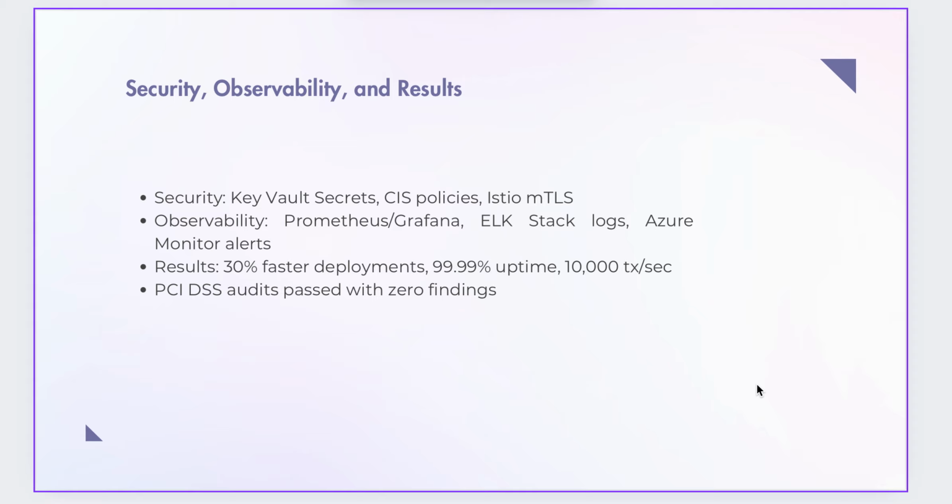The results were significant. Helm charts enabled 30% faster deployments and zero downtime updates supporting 10,000 transactions per second. We maintain 99.99% uptime and passed PCI DSS audits with no findings over 2 years, ensuring trust and scalability. Collaboration with DevOps and security teams plus runbook documentation made this a success.